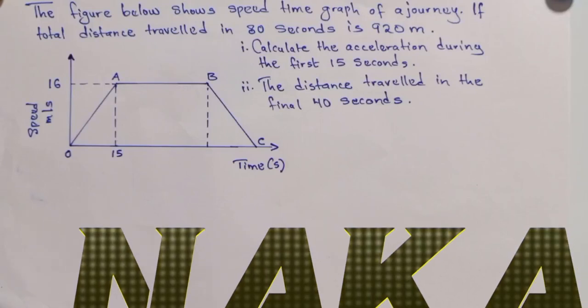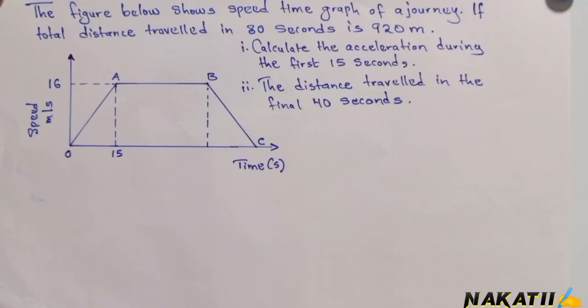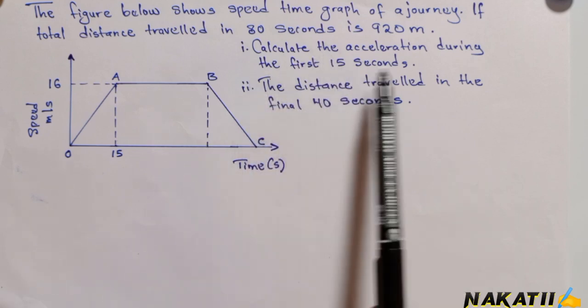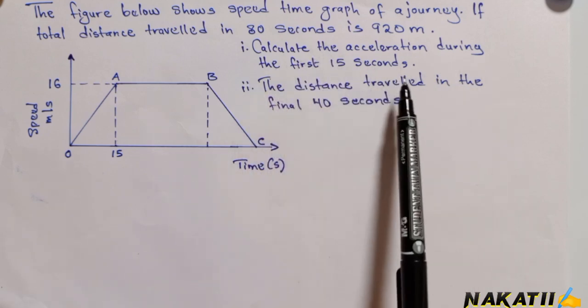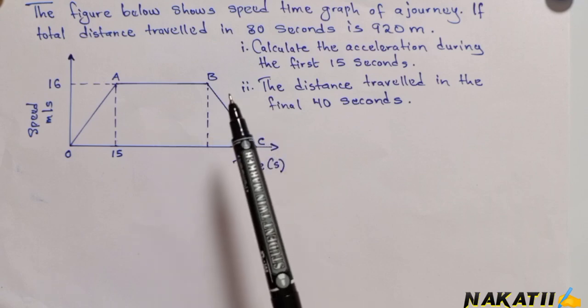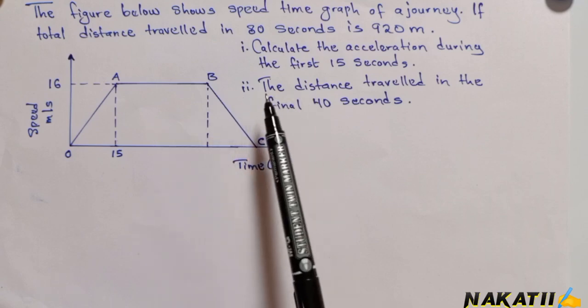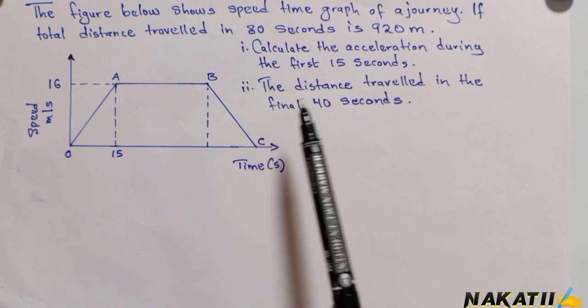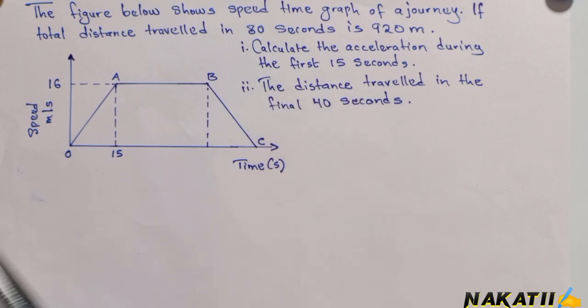The figure below shows a speed-time graph of a journey. The total distance traveled in 80 seconds is 920 meters. In Roman 1, you have been told to calculate the acceleration during the first 15 seconds. In Roman 2 of the question, find the distance traveled in the final 40 seconds. Let's start with the first one.